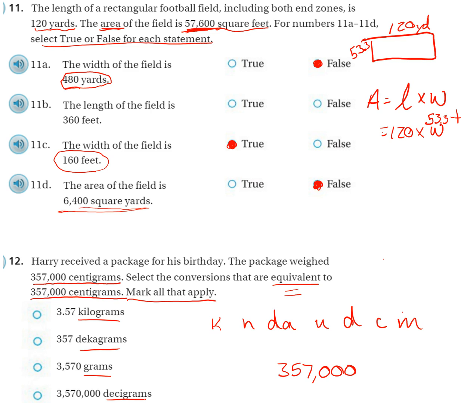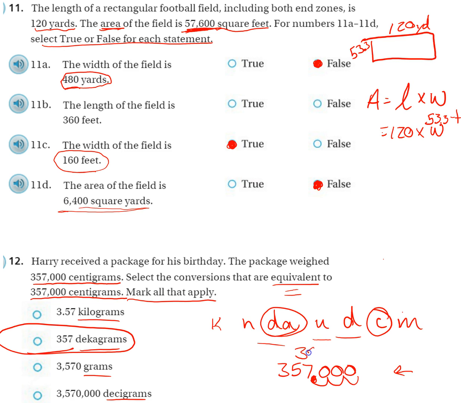I'm not going to do them all. I will do the decagrams though, because that's the one I usually forget, because there's 2 things that start with a D, but decagrams is the DA. So we're going from centigrams on this one. We're going from centigrams to decagrams. So I have to move to the left. 1, 2, 3. So I move to the left down here. 1, 2, 3. So my new number becomes 357.00, or I can just leave it as 357. And this number is 357. So this would be one that I would mark.